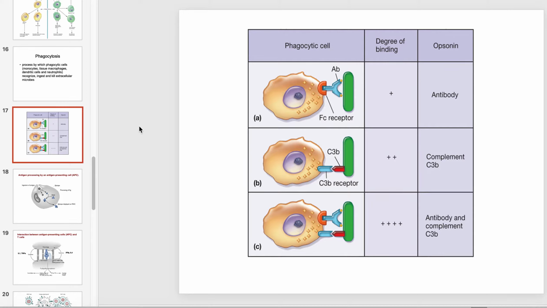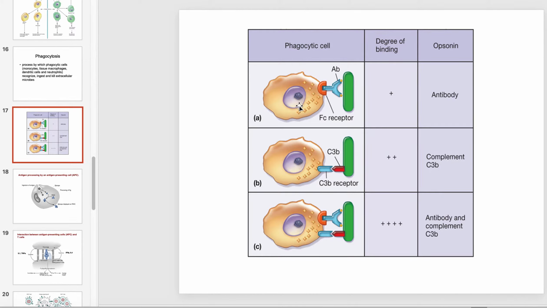So phagocytosis is mediated by certain coatings on the invading organism. In this hypothetical example, we have a bacterial cell, in this particular case, one that has antigens on its surface, and those antigens have been bound by antibodies. And so the phagocytic cells have antibody receptors on their surface that would allow them to grab onto this guy and then ingest it and kill it.